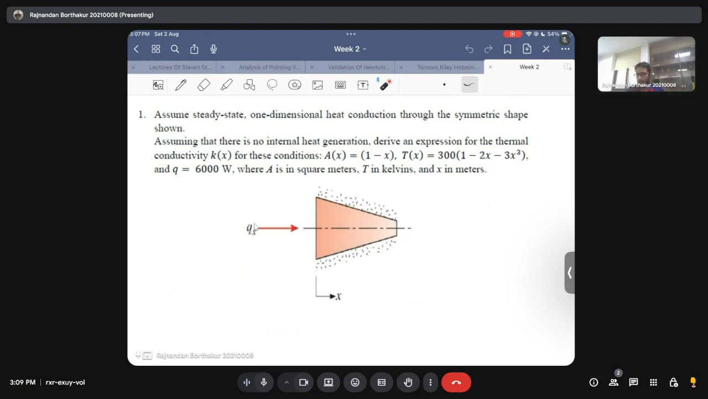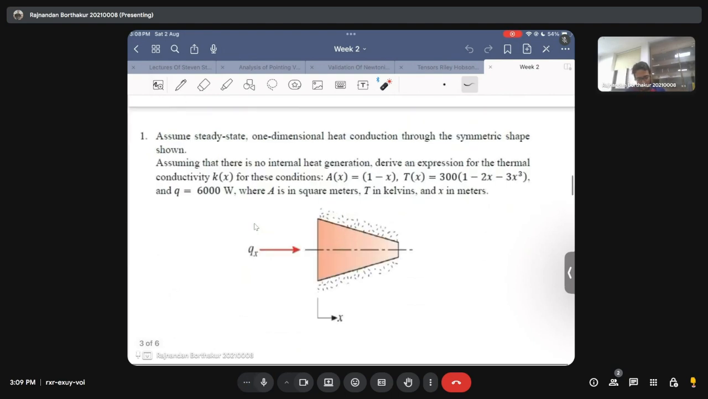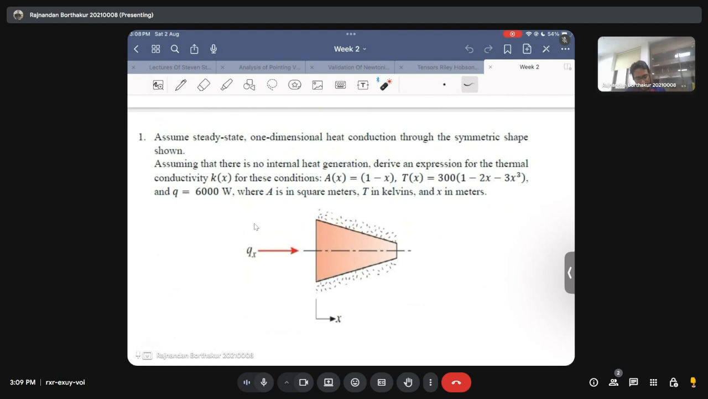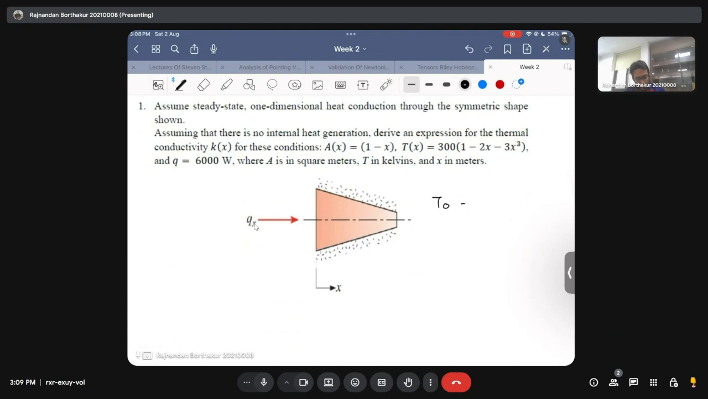What the question asks us is to derive an expression for the thermal conductivity K of x. So we need to evaluate the thermal conductivity, which is a function of x. That's all that we need to do in this problem.